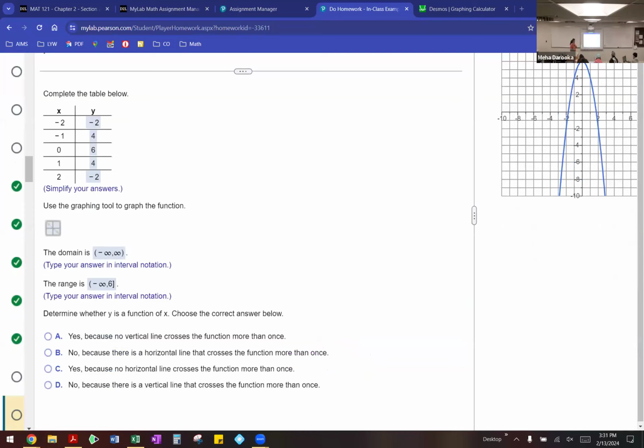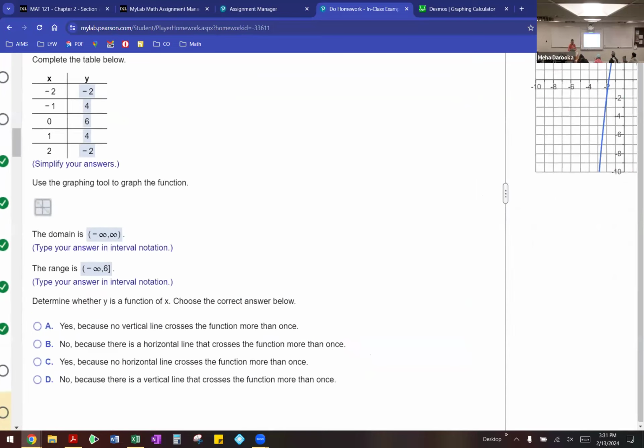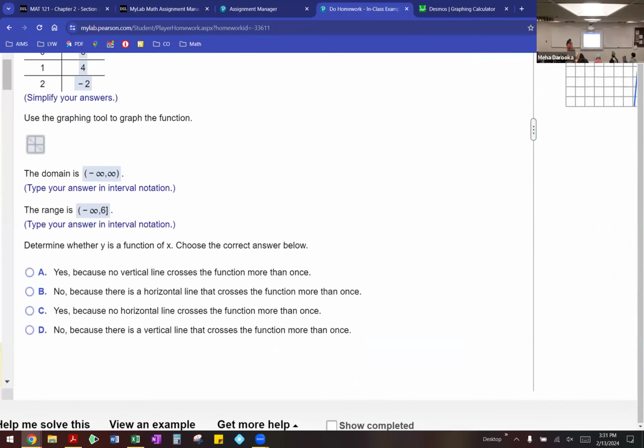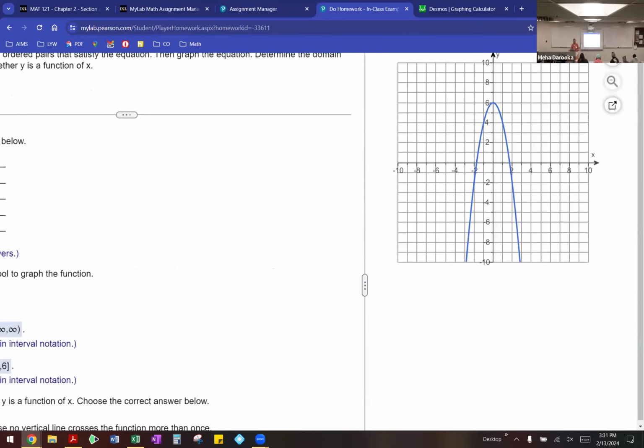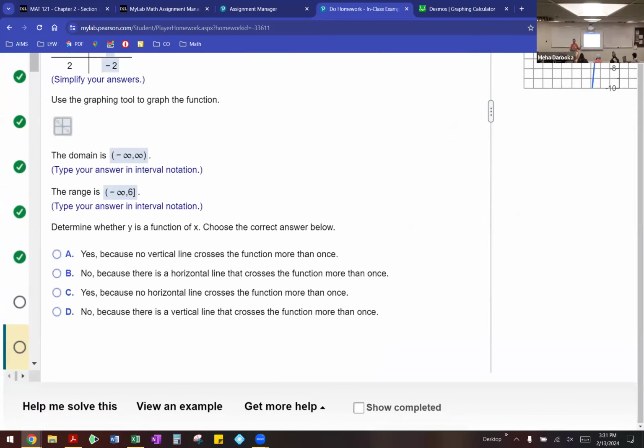A, B, C, or D. They want us to determine whether Y is a function of X or not. So A, B, C, or D. First, I would say narrow it down. Is this a function or not a function? So you know if you have to choose the yes or no option, and then you can choose between the 2 yeses or the 2 nos. So would we call this a function or not a function? Okay. Yes, so that leaves you between A and C.